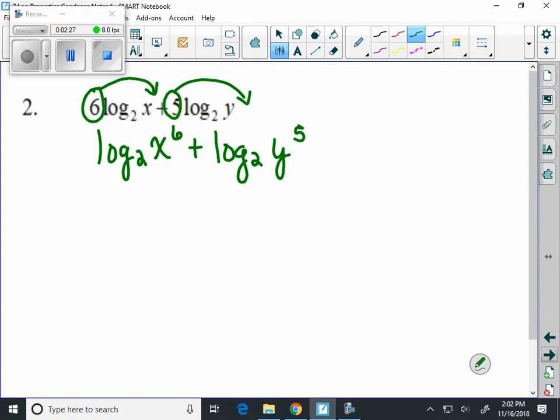But once again, our ultimate goal is to write these problems with only one logarithm. So we look in here and we see that these two are added together, which means we're going to use the product property. And consequently, we're going to take x to the 6th and multiply it by y to the 5th. And now what we've done is we've turned a logarithmic problem with 2 terms into a logarithm with 1 term.